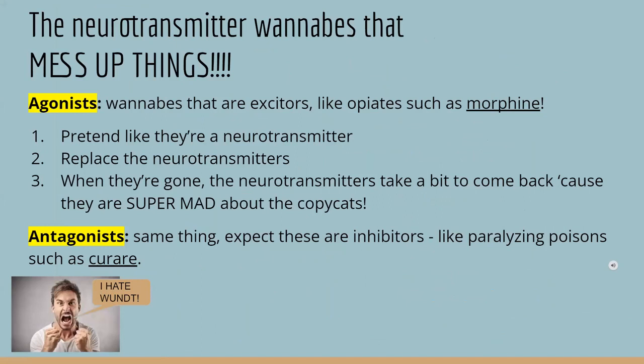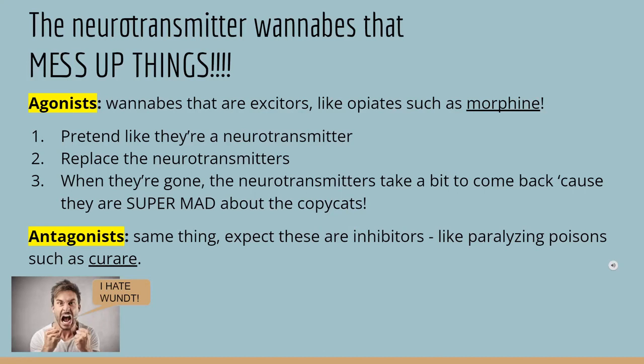That's like opiates, such as morphine. If you know what that is, that can control pain. It's similar to endorphin, which is a natural thing that you have. So here's what they do. They pretend that they're a neurotransmitter. So they're like, go away, we're going to be sent from the vesicle through the synaptic gap instead. They replaced the neurotransmitters. They're like, we don't need you anymore.